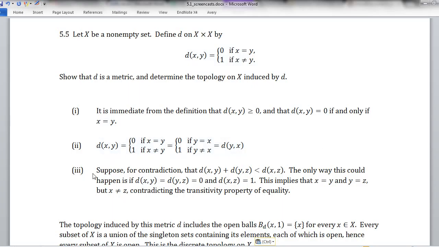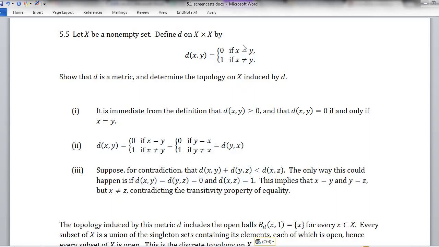And okay, third property, so we're trying to prove the triangle inequality. Suppose it's not true. Suppose that we have x, y, and z such that the sum of two sides of the triangle is less than the third. And, well, how could that happen, right? Each of these numbers has to be either 0 or 1. So the only way this left side could be less than the right side is if the two things on the left side are both 0, and the thing on the right side is 1. Okay?